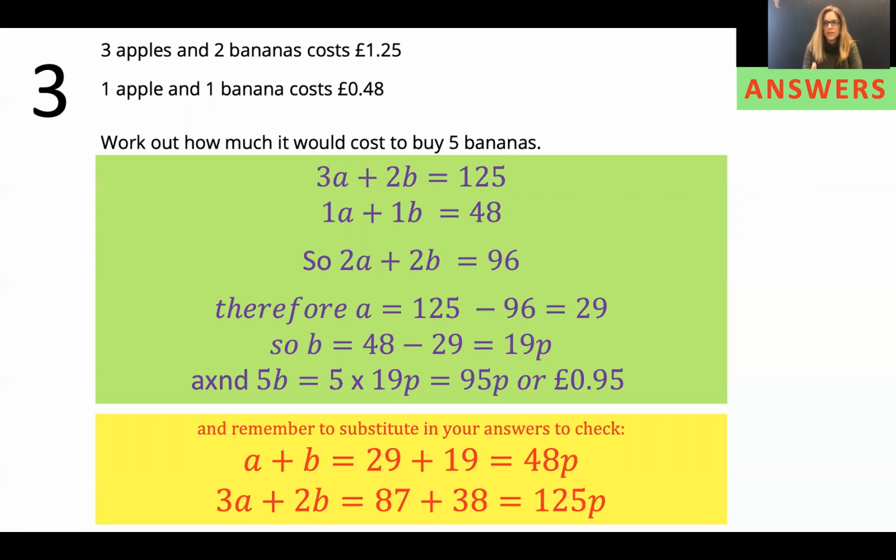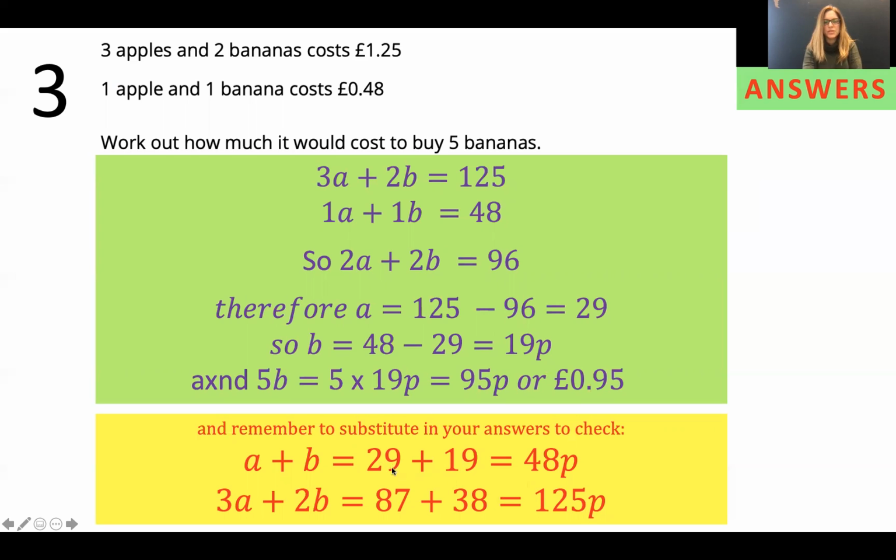Again, I've done loads and loads of work, but I still need to go back and check the question, make sure I've got the right answer, because the question is actually asking us for 5 bananas. So I've got 5 lots of 19p, which gives us 95 pence, or £0.95. Again, always remember to use substitution to check if you've got the right answer.